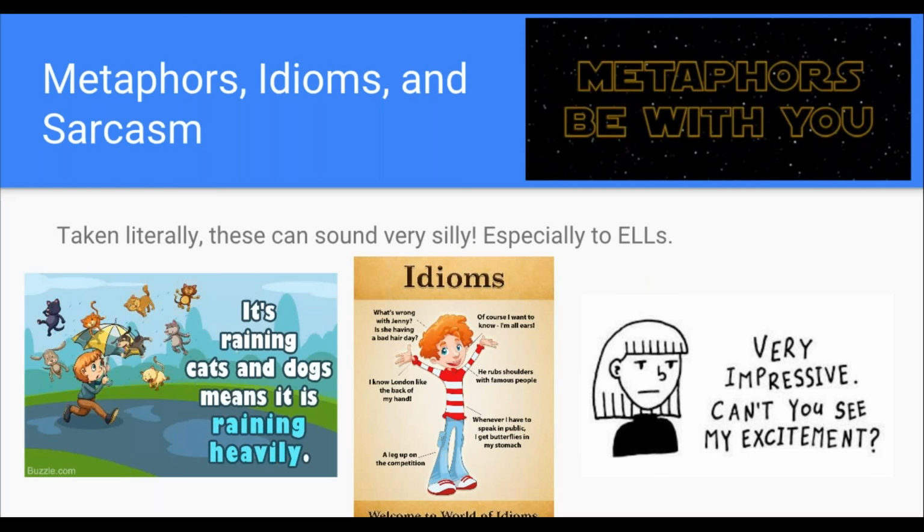Metaphors are saying it is something. So it's raining cats and dogs. And of course, to someone who's learning the language, that's really weird. Why would animals be falling from the sky? So if you catch any of these in reading that you're working with the students, or if you happen to say one yourself and you catch it, go ahead and explain it to them without them having to ask, because I can only imagine what's going on in their heads, just trying to understand what you're talking about.